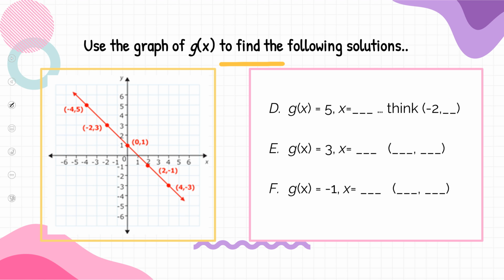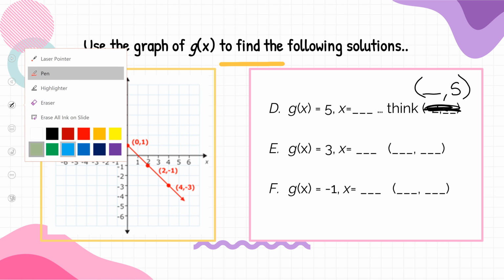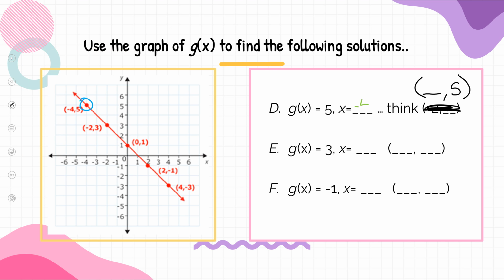Alright, let's look at this graph. I'm now telling you that g of x is equal to 5. Once again, Ms. Adams has made another typo here. You should be thinking that your output value is your y value. So we're missing our x, but we're given that the y value is 5. So we've got a point here with y value of 5 at negative 4, 5. So our x value then is negative 4. So we've got the ordered pair negative 4, 5.